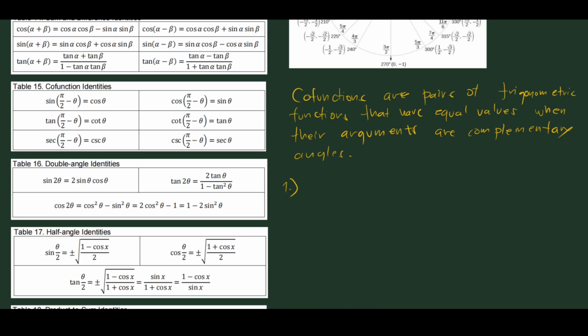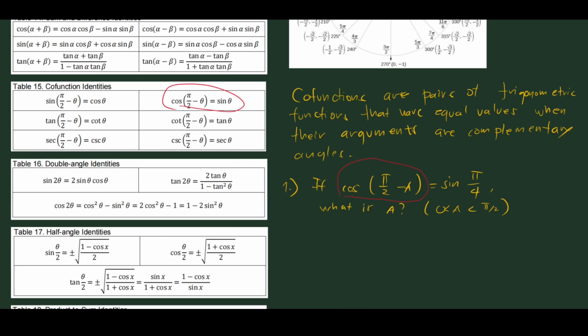Okay, so example number 1. So if cosine of pi over 2 minus a equals sine of pi over 4, so this is a simple application. So number 4, what is a? Given that a is greater than 0 and less than pi over 2. Okay, so from the cofunction identities, we can see that cosine of pi over 2 minus a is equal to what?